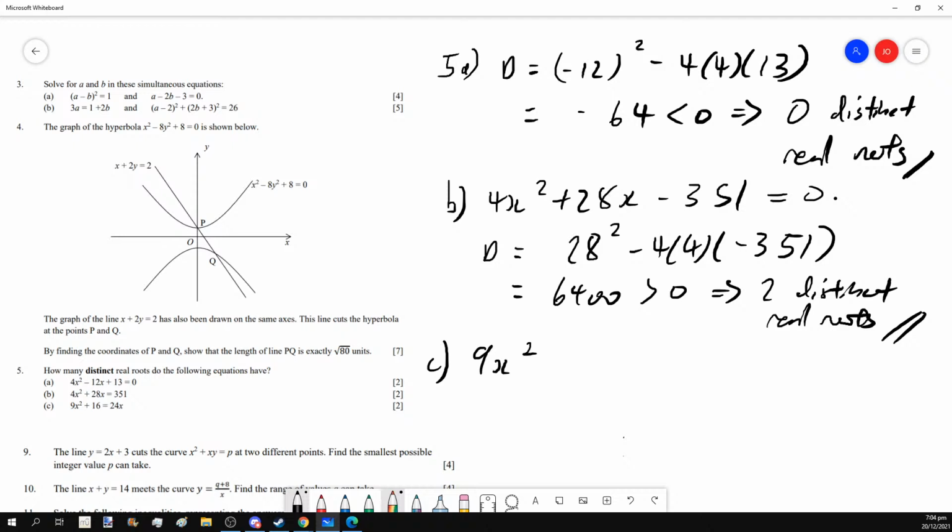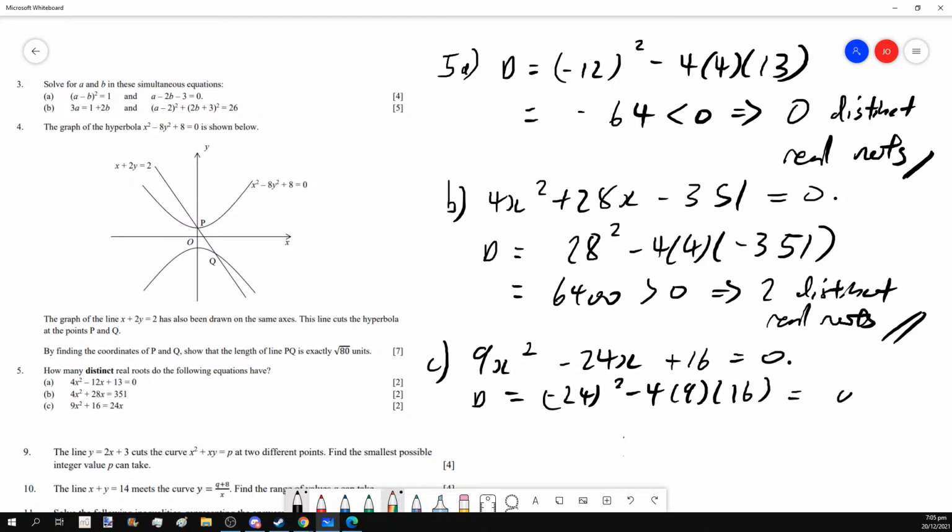Last but not least, part C will be the same thing again, right? We start by moving the 24x to the left in order to create the format that we have talked about: algebra square, algebra, number 0. Once you have this, the discriminant will be b squared minus 4ac. This will miraculously work out to be 0, which implies that we will have 1 distinct real root.